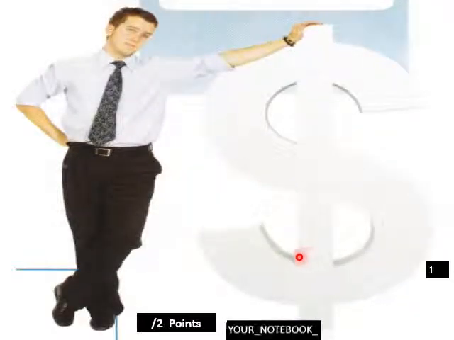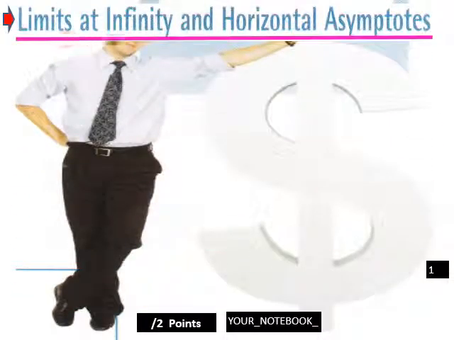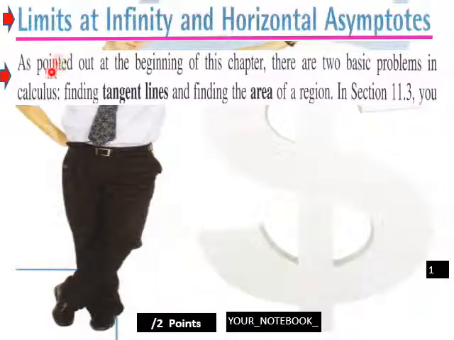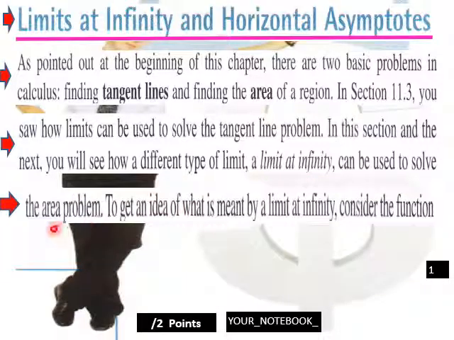Okay, so moving into our notebook, first notebook slide here. Limits at infinity and horizontal asymptotes. As pointed out at the beginning of this chapter, there are 2 basic problems in calculus: finding tangent lines and finding area of a region. In section 11.3, you saw how limits can be used to solve the tangent line problem. In this section and the next, you will see how a different type of limit, a limit at infinity, can be used to solve the area problem.